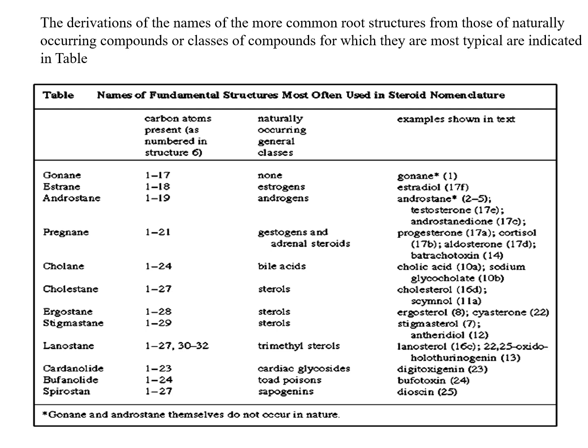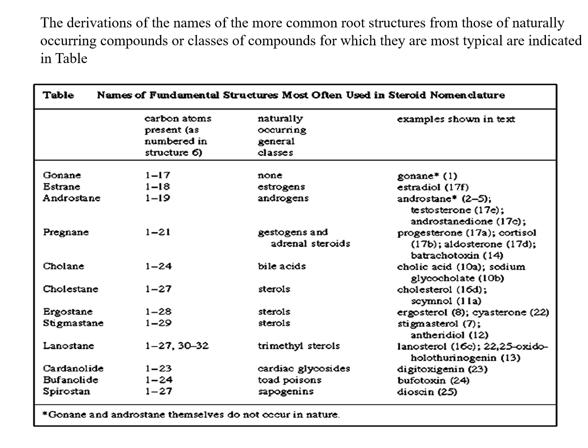The derivations of the names of the more common root structures from those of naturally occurring compounds or classes of compounds for which they are most typical are indicated in this table. For example, gonane has carbons numbered from 1 to 17, and the naturally occurring general class for gonane is none.